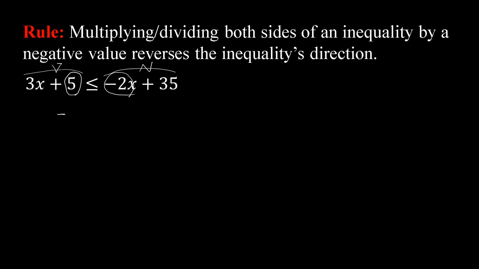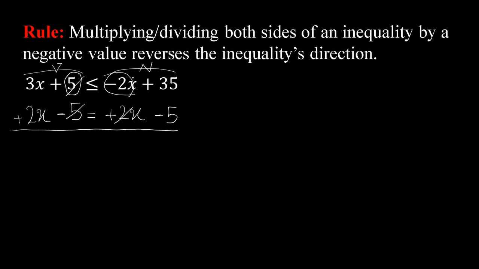I must add this side by minus 5. Am I allowed to add only one side of the inequality by something? No, I must do exactly the same with the second side. Now I want to remove this. What should I do? I must add this side by positive 2x, and I have to do exactly the same with the first side. If I add the second inequality with the first inequality, these two terms are going to cancel each other out.